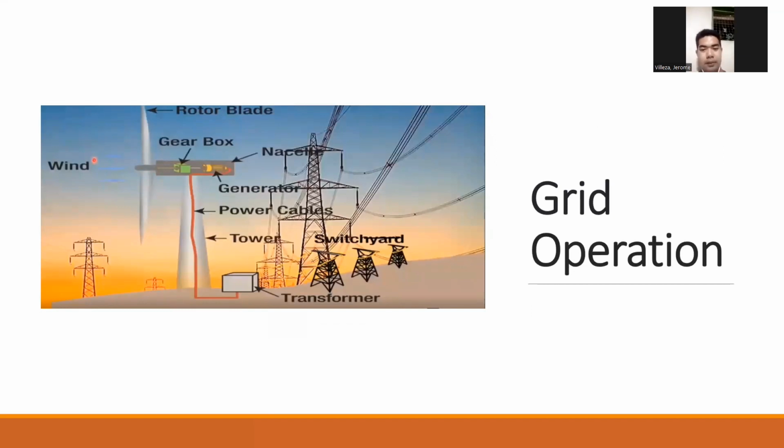So the grid operation. Ang makikita na natin is, papasok yung wind or sasalubong yung wind sa windmill, then the rotor blade, which is magpapaikot sa gearbox. And then yung generator is magge-generate siya ng electricity, which dadaloy patungo sa power cables inside tower and then sa transformers, which magkakaroon ng transfer to switchyard. Next.